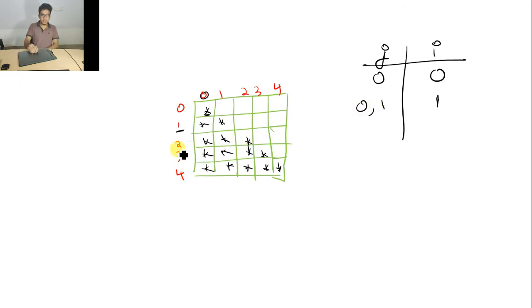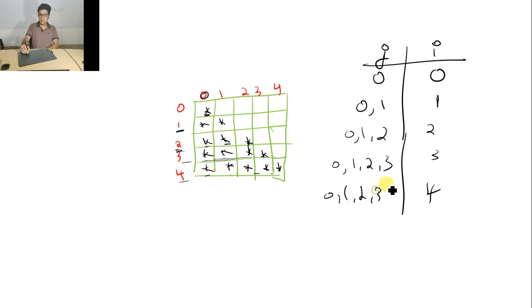Now when your I value is 2, for what values of j are you printing the star? For j value 0, j value 1, j value 2. 0, 1 and 2. When your I value is 3, for what values of j are you printing the star? For the j values 0, 1, 2 and 3. When your I value is 4, for what values are you printing a star? 0, 1, 2, 3 and 4.